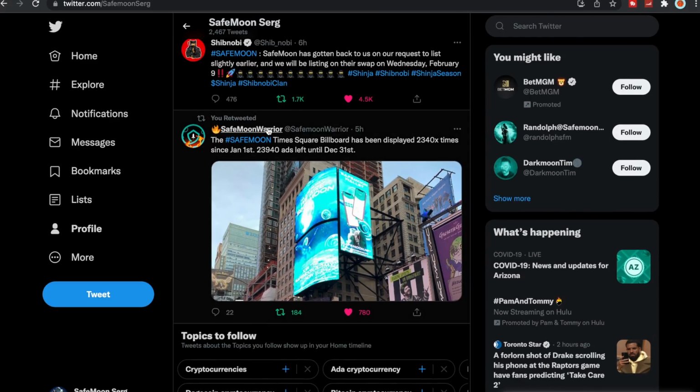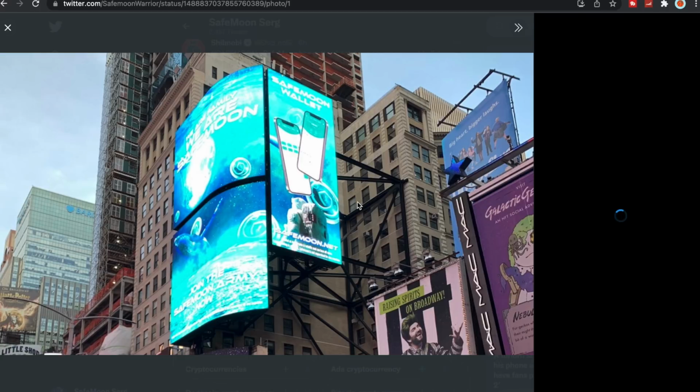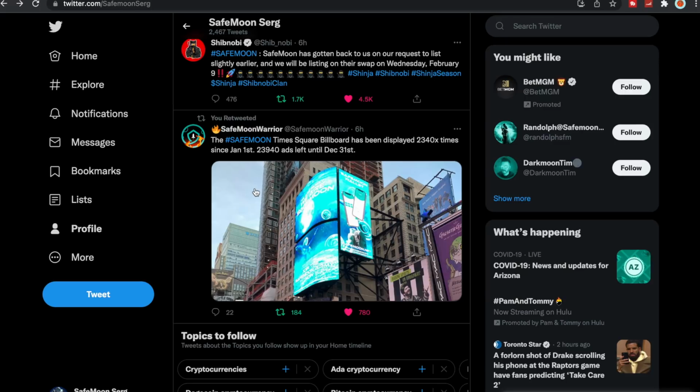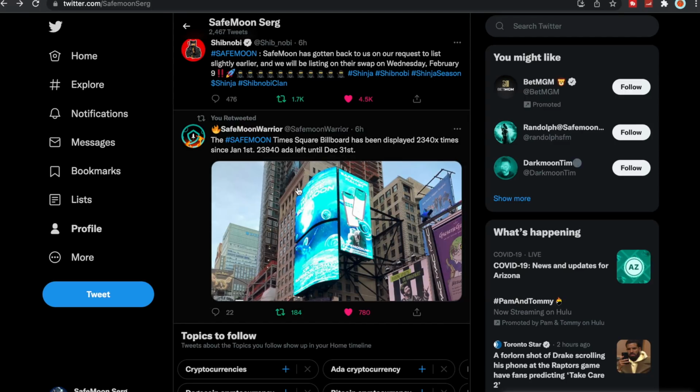I love seeing this. Safemoon Warrior tweeted this out. This hashtag Safemoon Times Square billboard has been displayed 2,340 times since January 1st. We still have 23,940 ads left until December 31st, 2022. So keep in mind, guys, as this continues to get viewed more and more, it's just repetitive. There's probably a lot of people in New York who see it all the time who aren't in Safemoon yet. And we should be expecting Safemoon to finally come out with their own exchange, their own blockchain, to allow people in Texas and New York to be able to purchase directly. So just keep that in mind.